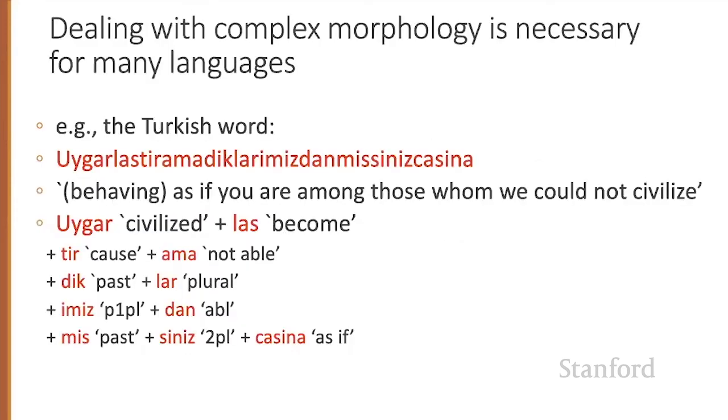Now, for many languages, these simple approaches don't work. Many languages have very complex morphology. So Turkish is a language with agglutinative morphology, so very long words formed with lots of morphemes. So the famous example of the Turkish word meaning behaving as if you're among those whom we could not civilize. So it has morphemes like civilize and cause and not able and past plural and so on. So dealing with languages with complex morphology is going to require richer morphological parsing algorithms.